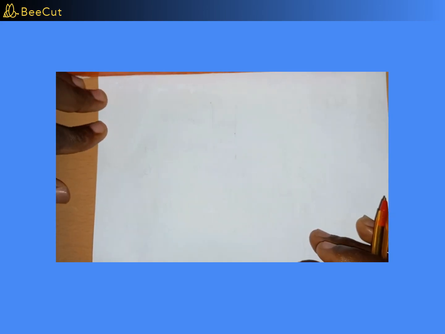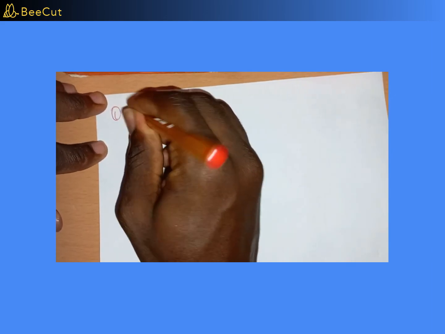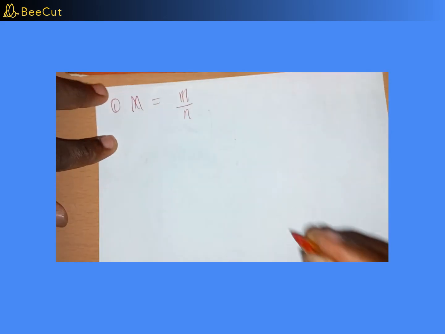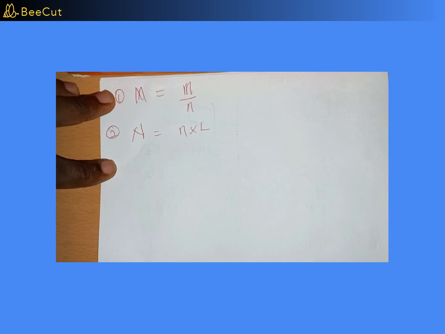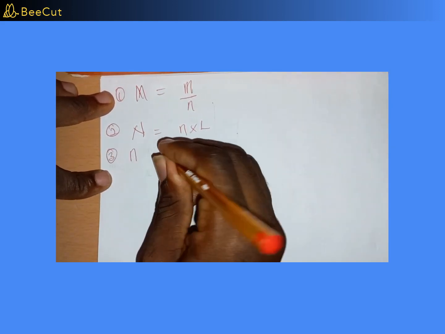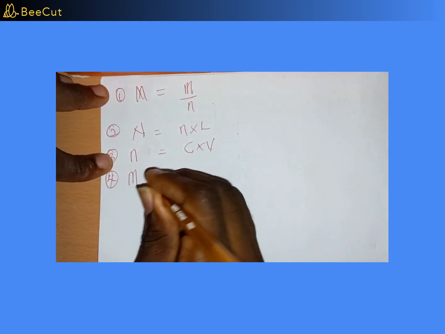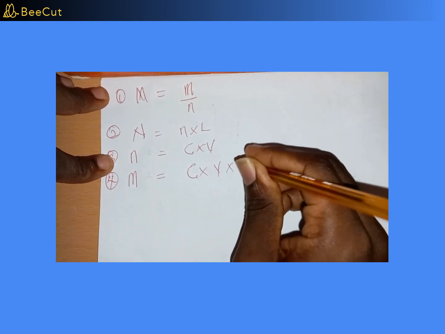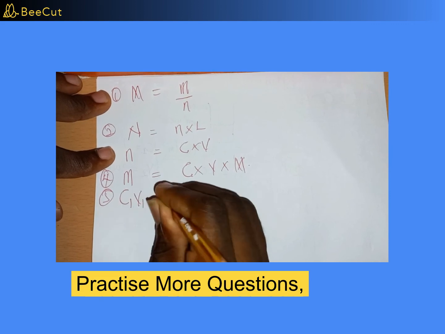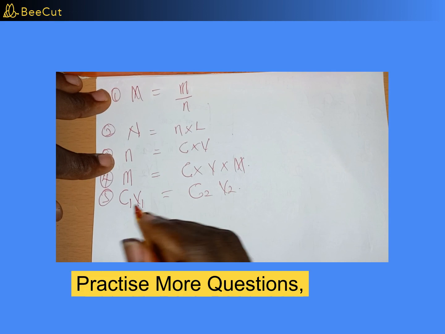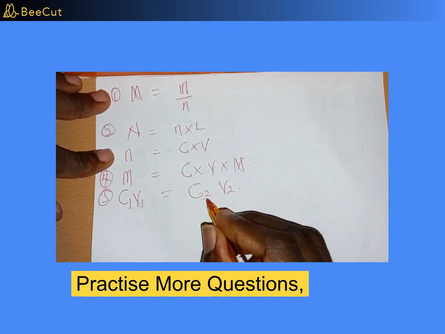Now, combining all these formulas from the first part, we have one, molar mass is equal to the mass over the number of moles. 2, we know that number of particles is equal to number of moles times what? Avogadro's number. 3, we also have number of moles is equal to concentration times volume. 4, you can also have mass is equal to concentration times volume times what? Molar mass. 5, you can say that C1V1 is equal to C2V2. So you can call this one, as we said earlier, CiVi is equal to CdVd, or CiVi is equal to CfVf.